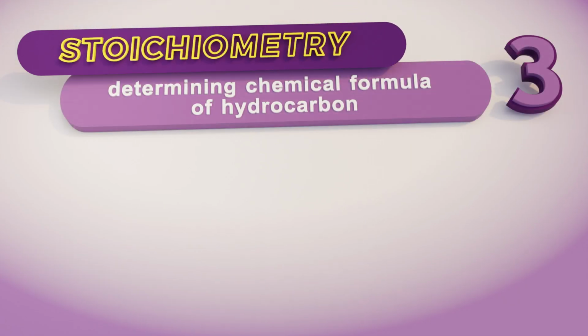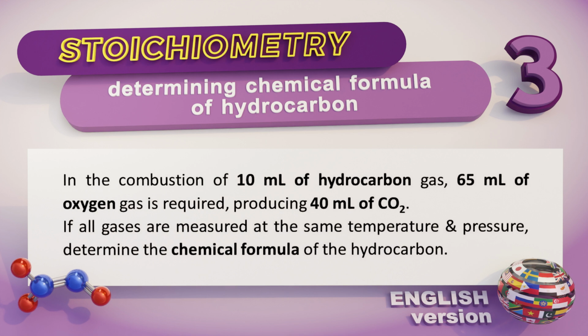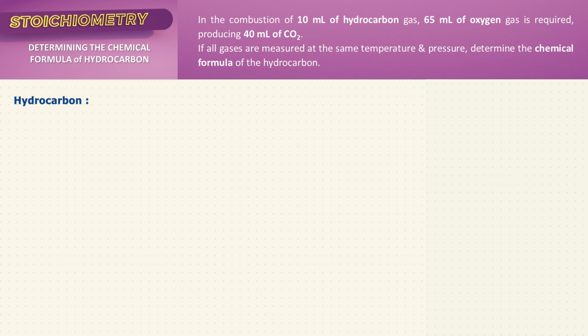In this video, we will practice solving a stoichiometry problem, specifically determining the chemical formula of a compound produced from a reaction. During the combustion of 10 milliliters of hydrocarbon gas, 65 milliliters of oxygen gas is required, producing 40 milliliters of CO2. If all gases are measured at the same temperature and pressure, determine the chemical formula of that hydrocarbon. In solving this problem, first, we will assume the hydrocarbon formula is CxHy.